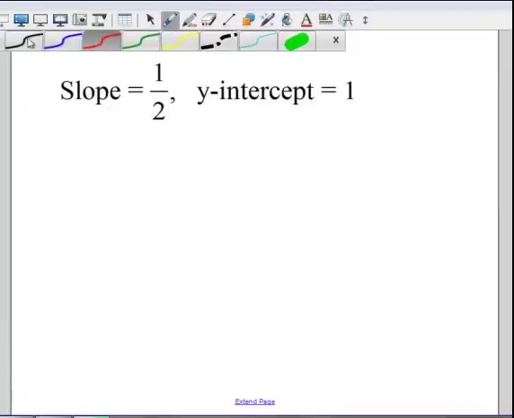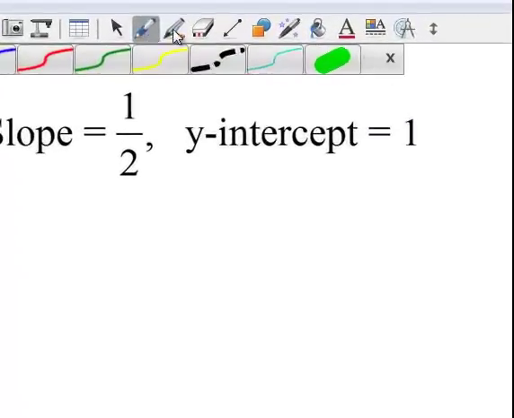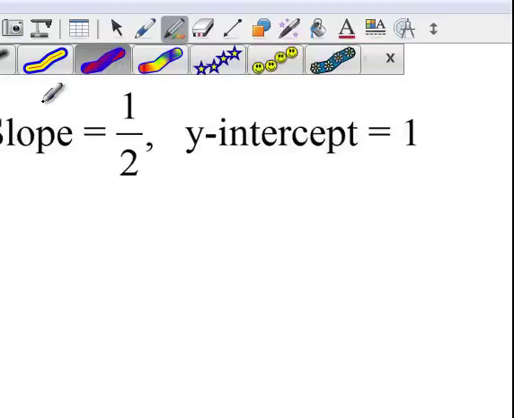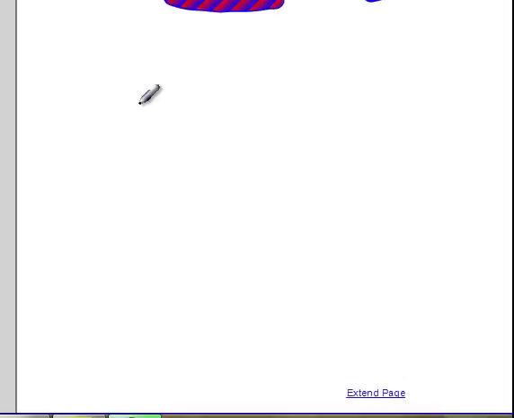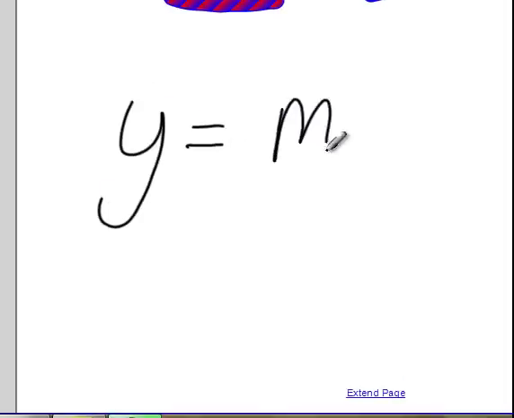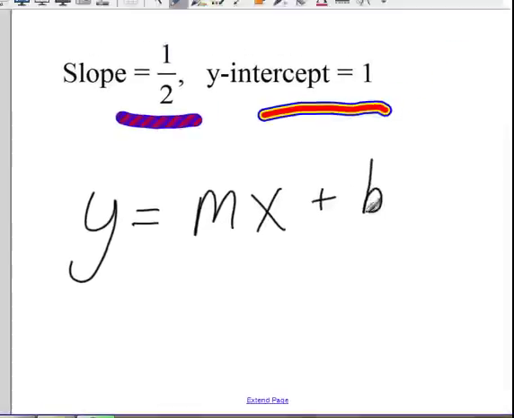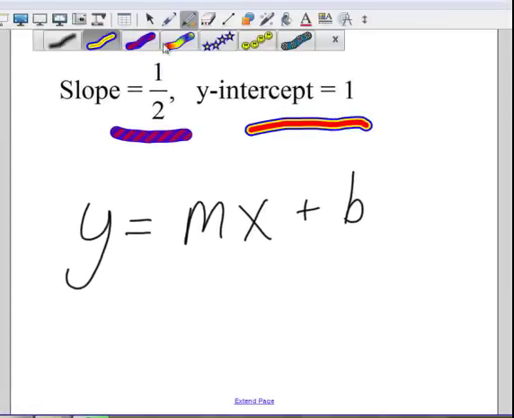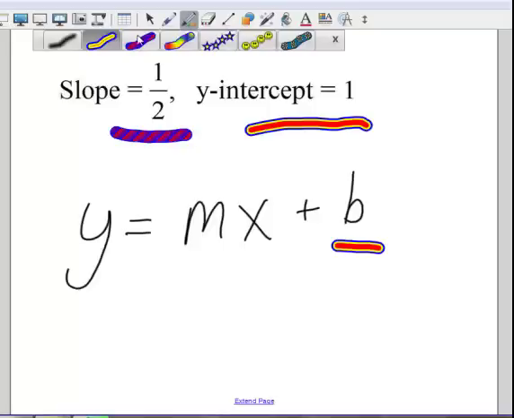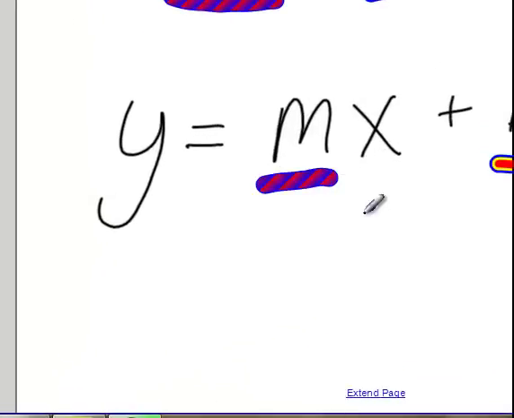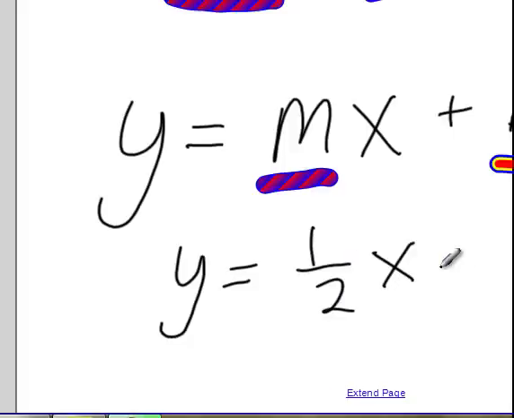Okay, so the second objective, and you're going to find this one really easy, is writing the equation of a line in slope-intercept form given the slope and given the y-intercept. So all you need to do there is write y is equal to mx plus b, and since this is your b and this is your m, we can put everything together, and I have y is equal to 1/2 x plus 1.